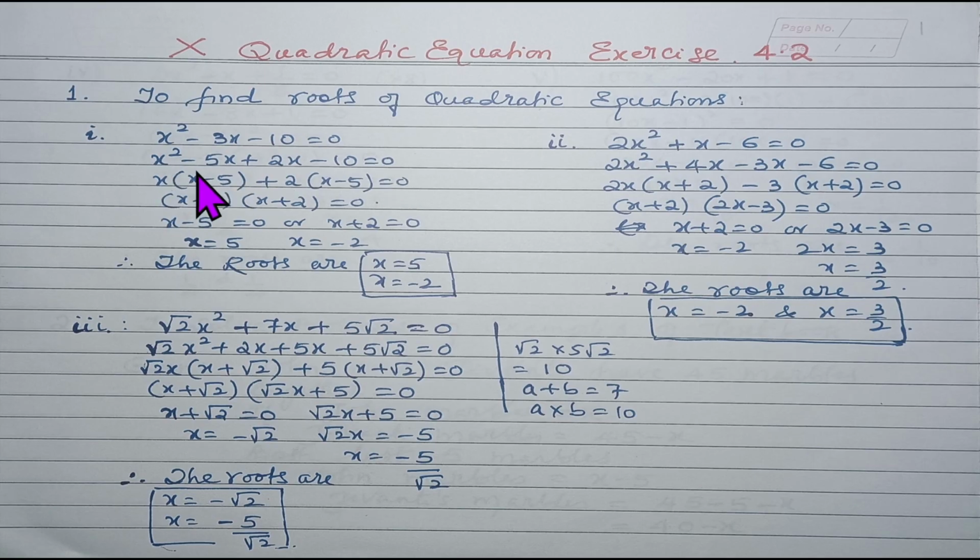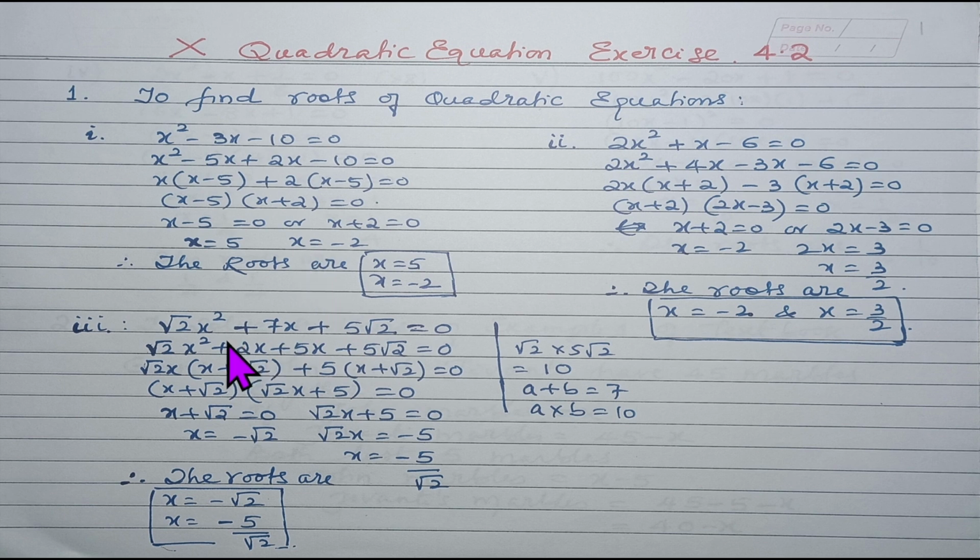Now take x common in the first two terms, we get x into (x minus 5), plus 2 common in the next two, 2 into (x minus 5) equal to 0. We have got two factors here, x minus 5 and x plus 2 equal to 0. So equating x minus 5 equal to 0 and x plus 2 equal to 0, because one of them has to be 0 if the RHS has to be 0, therefore x is equal to 5 and x is equal to minus 2. They are the roots of the given quadratic equation.